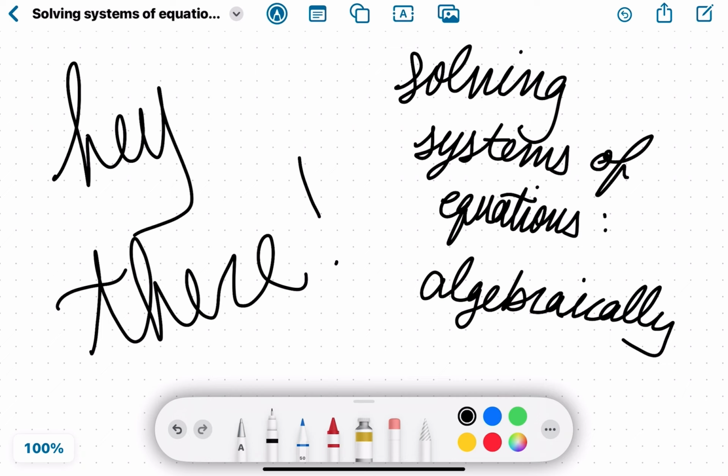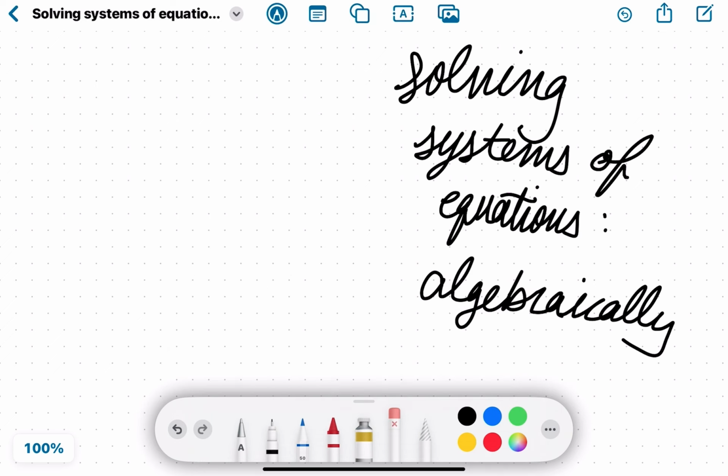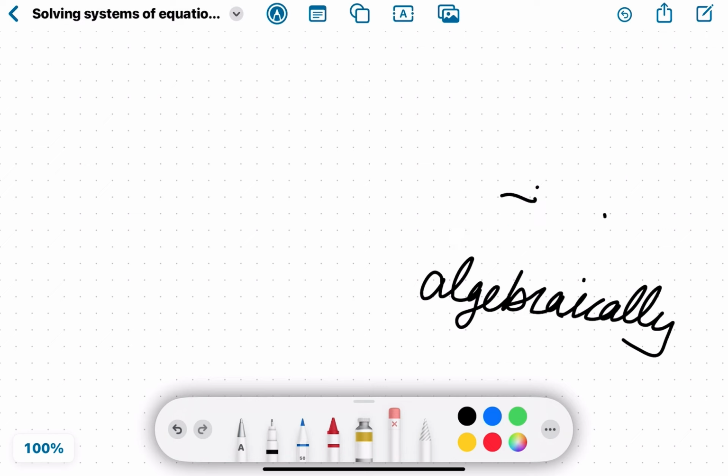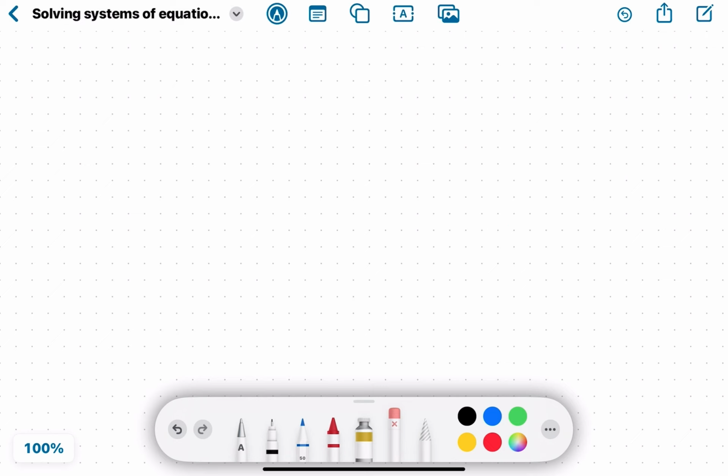In this video, I will show you how to solve systems of equations algebraically. Let's get started. So, in order to solve a system of equations, what does that mean? Well, basically, we're trying to find the point where the two equations intersect. We're trying to find the common points between them.